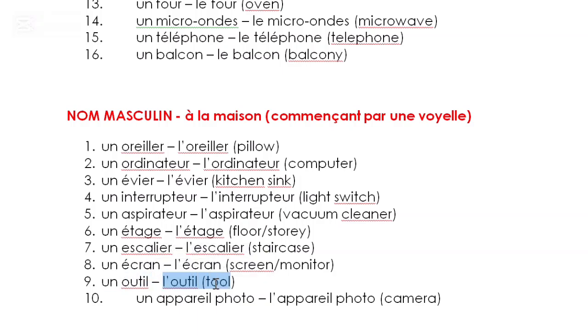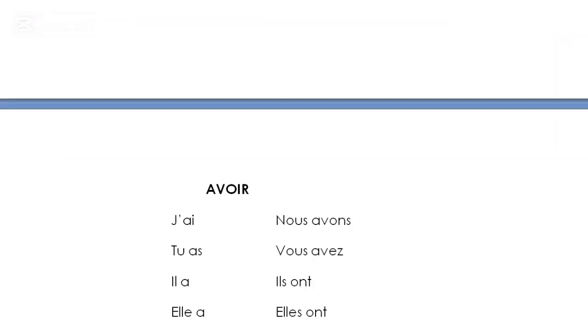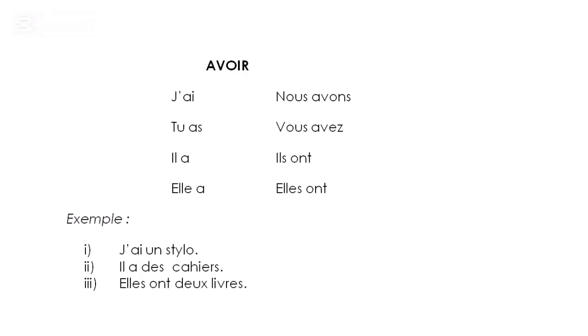Un outil, it's l'outil, the tool. How do you call a camera in French? Un appareil photo is a camera. And therefore, those nouns, they are male.